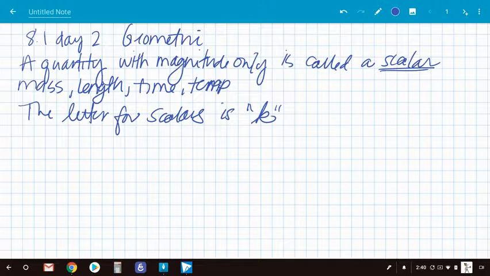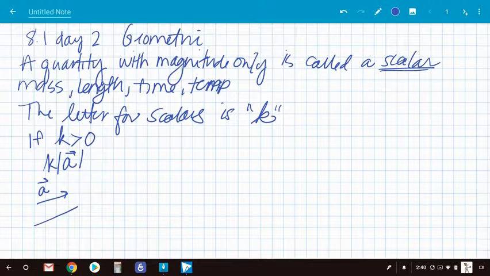And so just a couple of rules here. So if K is greater than 0, then some number K times your vector A makes it bigger. For example, like if this is vector A, then this is vector 2A. And I don't think I made that quite right. I should maybe go a little bit farther. But it's twice the length. Okay, so it goes in the same direction. And it's just double the length.